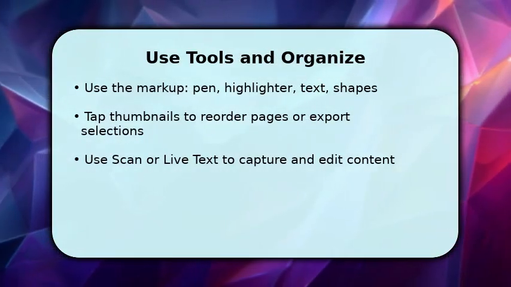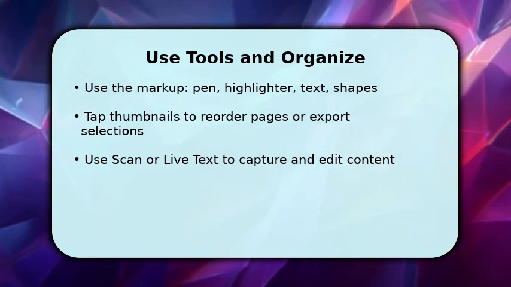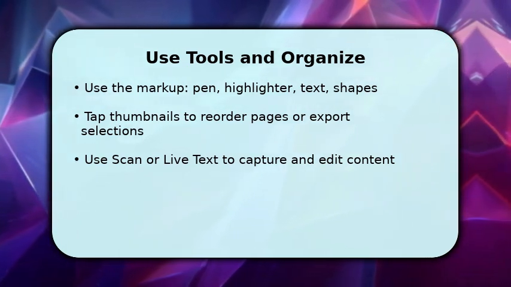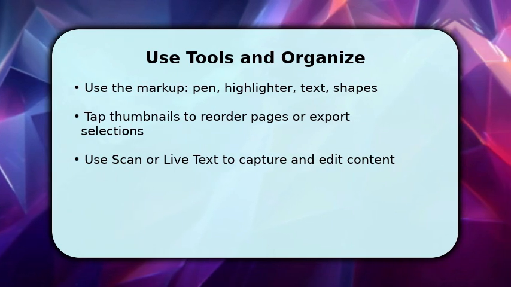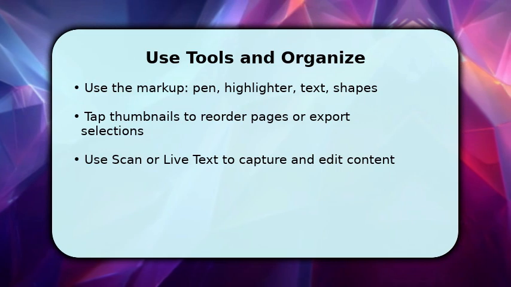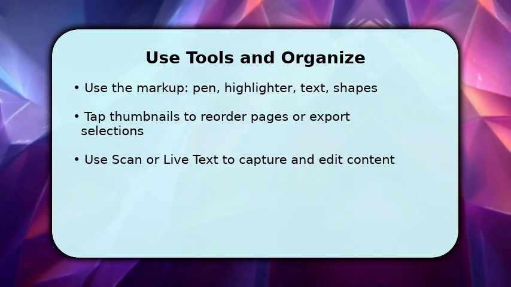Once in Preview, explore the toolbar. Select Pen, Highlighter, text boxes, and Shapes to annotate. Use pinch and drag gestures to zoom and place marks precisely. This gives you control over visual edits. Tap the thumbnail strip to reorder or extract pages and export selected pages as a new PDF if needed.